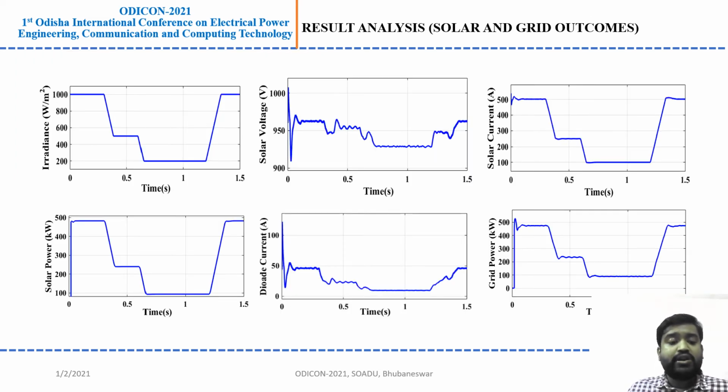Then this is the output response of my solar PV. By varying the irradiance, the solar voltage is also varied, and by using the control technique, the maximum power point tracking technique, it offers maximum solar voltage and solar current, by which we obtain the maximum power. And this is the diode current, showing how the solar diode current is operated, and it also estimates the maximum current. And the grid power is like this. By properly computing the solar voltage, the grid power is also computed.